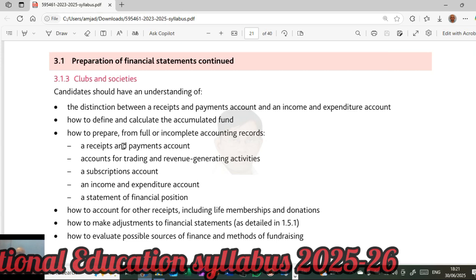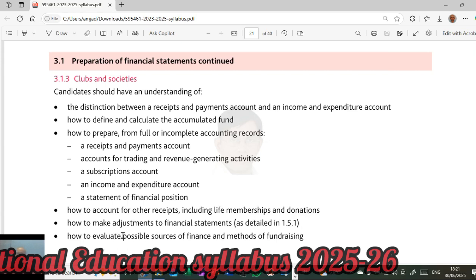So how to prepare receipts and payments account, how to prepare trading and revenue generating activities account, subscriptions account, income and expenditure account, statement of financial position, how to account for other receipts including life memberships and donations, how to make adjustments to financial statements. So similar to how we used to do in case of prepaid expenses, prepaid incomes, received accruals and depreciation. So all those adjustments which you already learned in AS level.